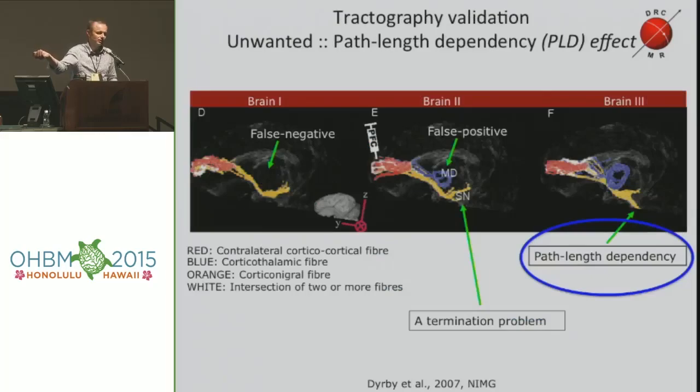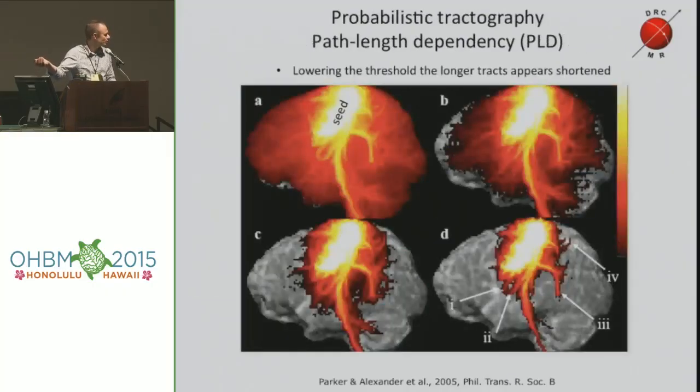So then I selected to talk about path length dependency. This is an upcoming problem. It has been there for some years, but now it seems that it is being taken more seriously. It's actually something related to probabilistic tractography. The first to really start commenting on this path length dependency that you can observe with tractography were Jeff Parker and Daniel Alexander in an early paper.